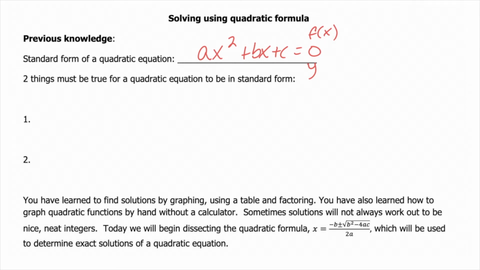But in order for this to work, 2 things have to occur. We must have an x squared. That's how we know it's quadratic. We must have it equal to 0.